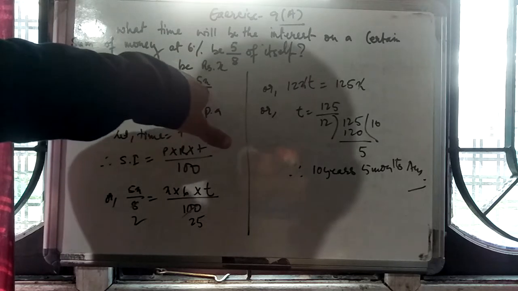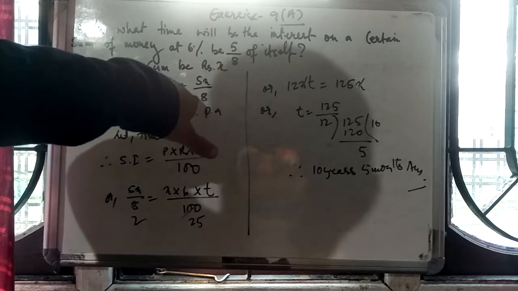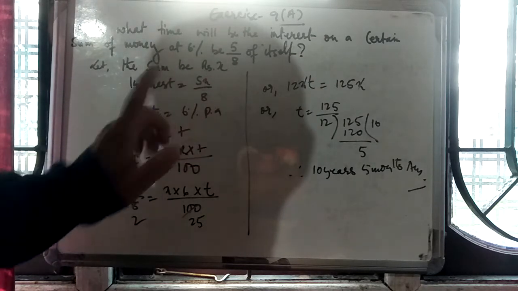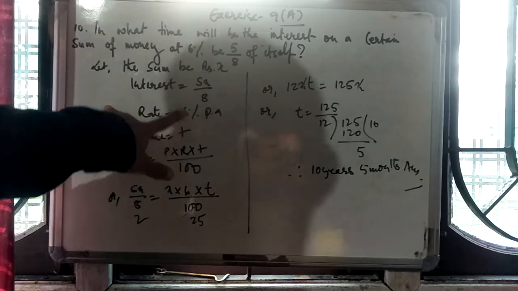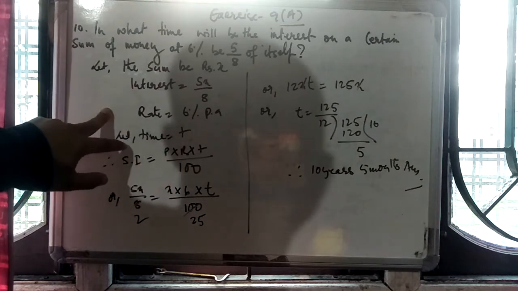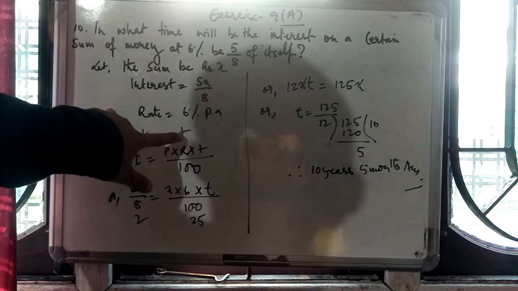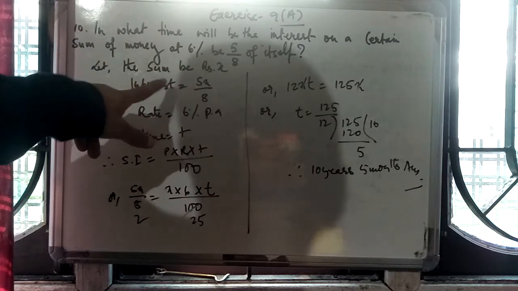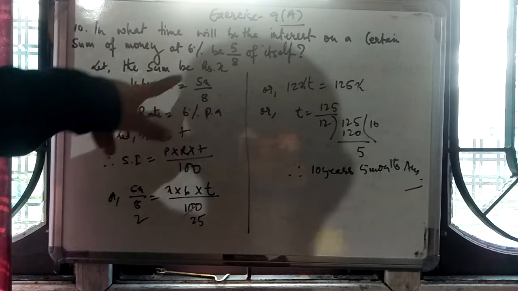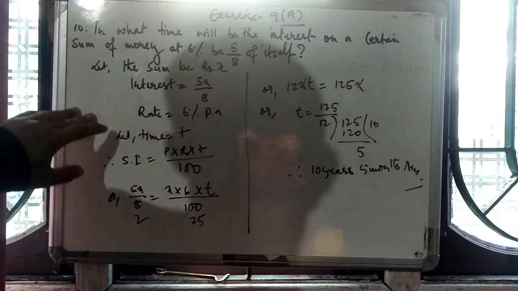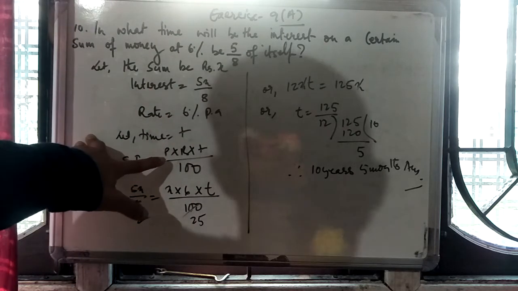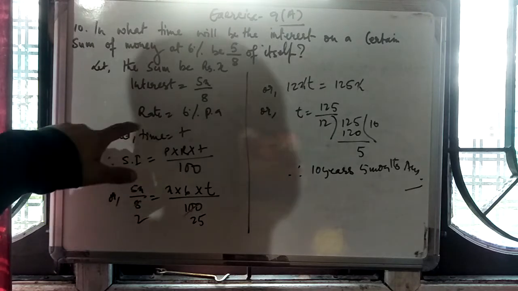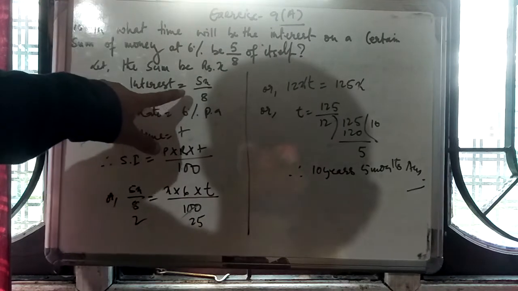The interest is 5 by 8 of the sum, so the interest equals 5x by 8, the rate equals 6%, which is already given in the question, and the time is t. We don't know the principal, so we assume or let the principal be x. Now according to the formula of simple interest, equal to P into R into T by 100, we can find the time. Simple interest is given here as 5x by 8.